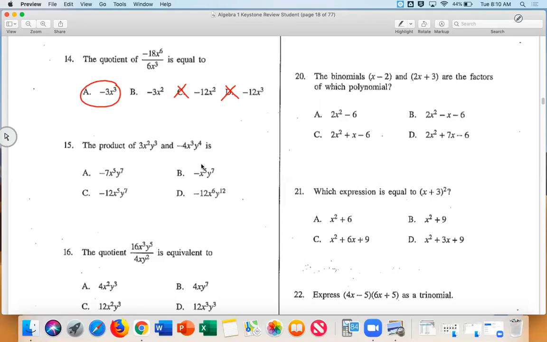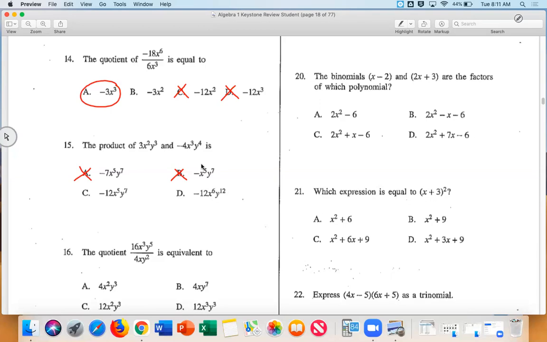Drew, what does product mean? Multiplication. So it's 3 times -4, negative 12. Do you see how I tackled the numbers first to eliminate A and B? Now, just like with Harshan, because I dealt with the numbers first, I have a 50-50 shot of getting it right. I'll take those odds, right? So my question becomes, is it going to be C or is it going to be D?